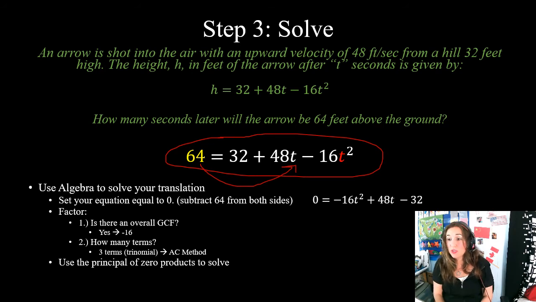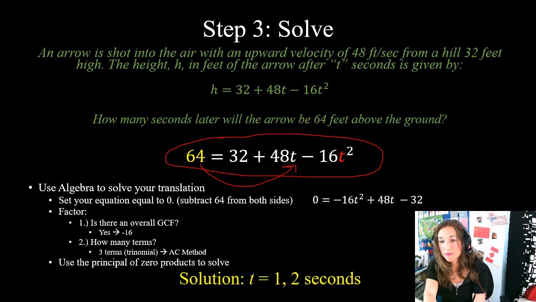Then you're going to use the principle of zero products, which again says if I have two factors being multiplied together and they're equal to 0, one of those factors has to be 0. So now pause the video, look at your paper, and solve for t. And when you do that, you should get that t equals 1 and 2 seconds, which should sort of seem a little peculiar. Why did I get 2 answers here? You might know, or you might not know already. We'll talk about that on the next slide.